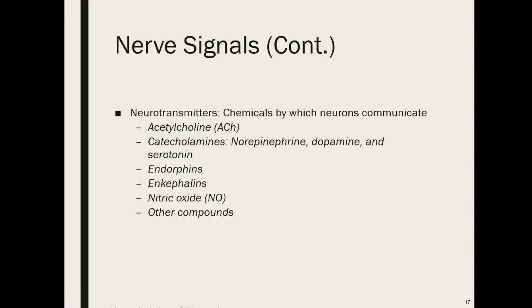Some neurotransmitters that you might hear about: acetylcholine, norepinephrine, dopamine, serotonin, endorphins, enkephalins, nitric oxide. Regardless of the neurotransmitter, all of them, after that impulse conduction is initiated by that postsynaptic neuron, the neurotransmitter is going to be rapidly terminated. So it's a very quick process regardless of what type of neurotransmitter.